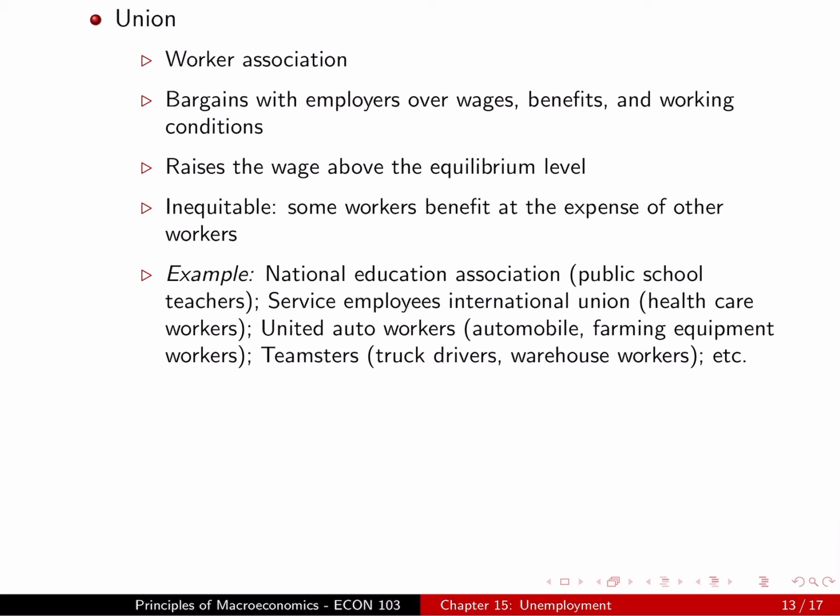Here are some examples of prominent unions: the National Education Association, which represents public school teachers; the Service Employees International Union, representing healthcare workers; the United Auto Workers, which includes workers in the automobile and farming equipment industries; the Teamsters, who represent truck drivers and warehouse workers.